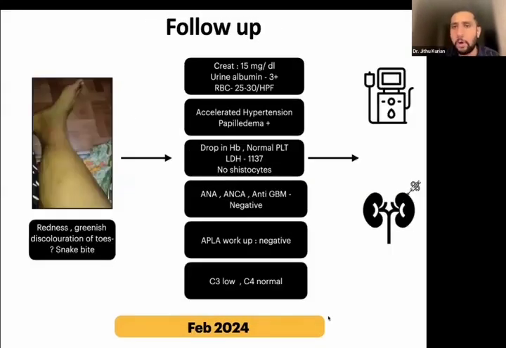And then she was on follow-up, but we lost her between about 2 to 3 months prior to the second presentation. And the last creatinine which we had was around 2.5. So this time she presented with greenish discoloration of her toes, sort of reddish greenish. If you can appreciate, I'm not sure, but it sort of looked as if she had a snake bite.